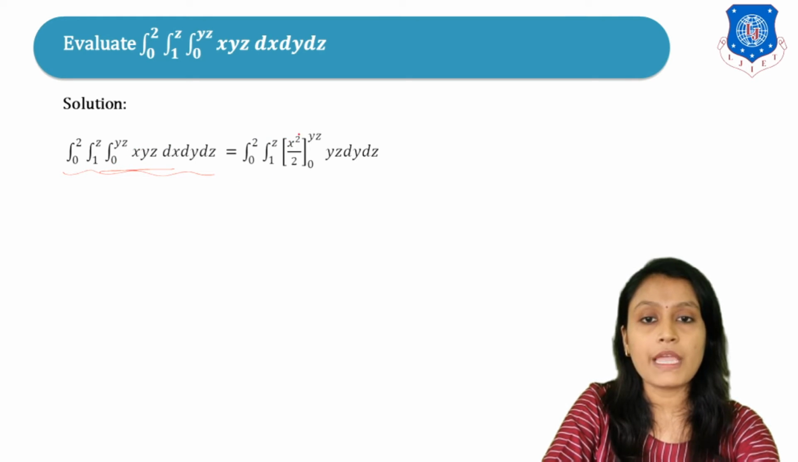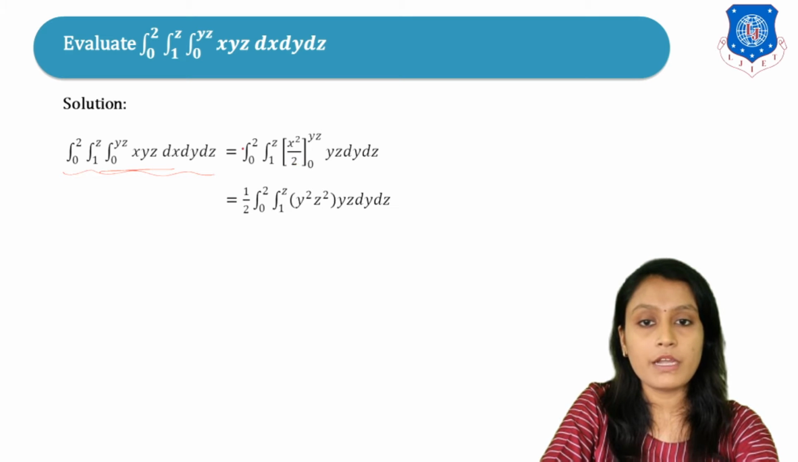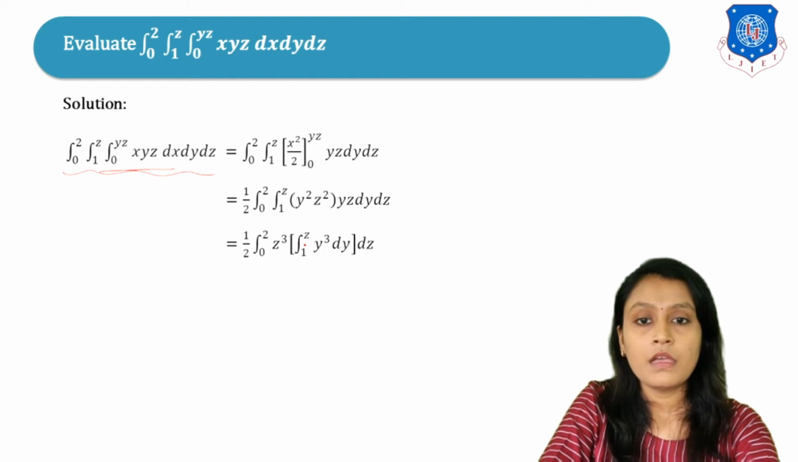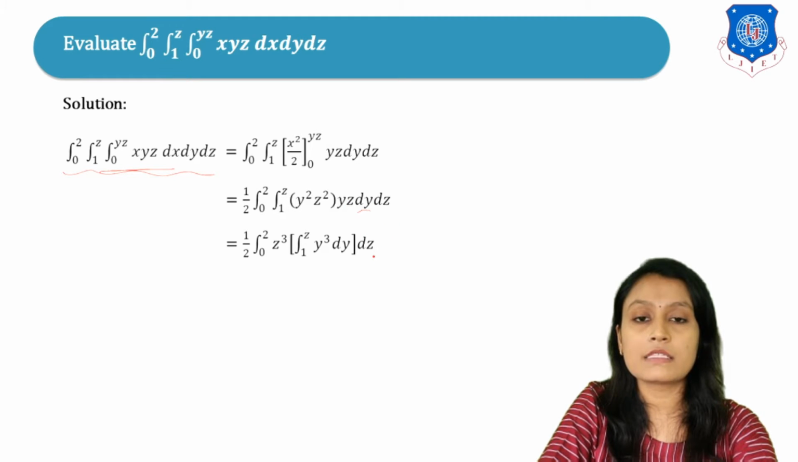and the integration of x is what? x square by 2, and the limits are 0 to yz. Okay, now substitute the limits, so you will get 1 by 2 we will take outside, integration 0 to 2, 1 to z. Here you will get y square z square into yz dy dz. Okay, next we will integrate with respect to y and we will keep z as a constant, right? So this z square into z, that is z cube, we have taken outside, and this integration 1 to z, this y square into y, that is y cube dy. Okay, and this dz as it is.